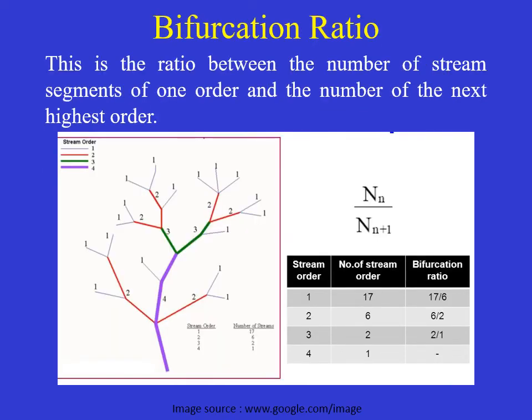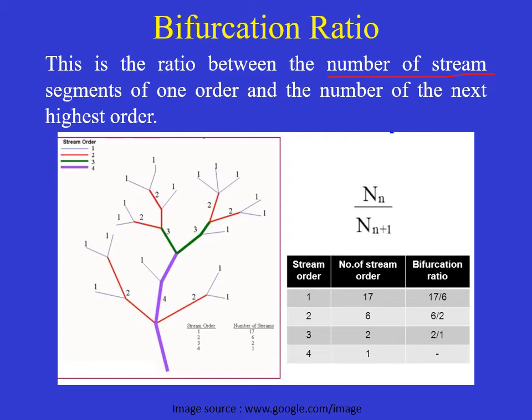Next is the bifurcation ratio. It is the ratio between the number of stream segments of one order and the number of the next highest order. Stream length ratio is given by the length divided by the next lower order length. Here in bifurcation ratio, it is the number of streams of one order divided by the number of streams of the next higher order. So suppose it is the number of streams of second order, in the denominator it will be the number of streams in the next higher order, that is, third order.